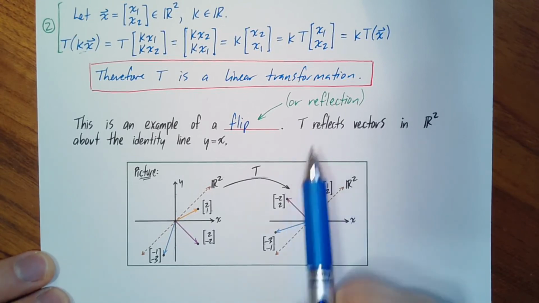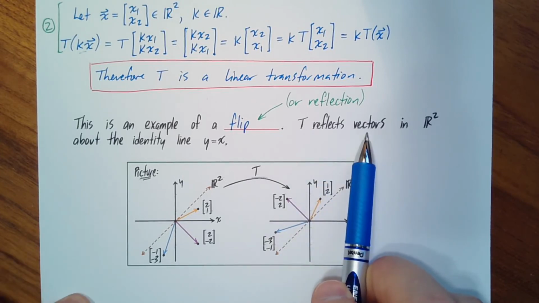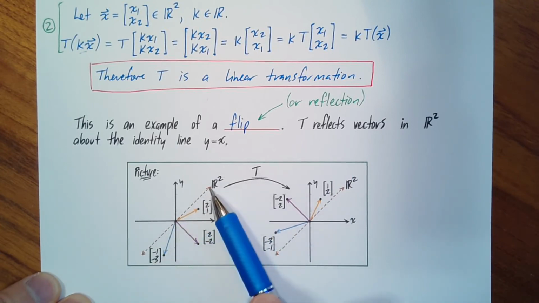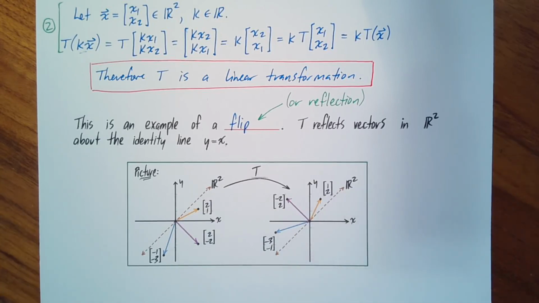But this next sentence kind of explains it, right? T reflects vectors in R2 about the identity line y equals x. So you see this diagonal line that's hyphenated? That's the identity line y equals x, right? It's just a line that goes through the origin, has a slope of 1 over 1. Or alternatively, you can think of it as going up at a 45-degree angle, or a pi over 4 angle. And the effect that this function has is it essentially just flips vectors across it.